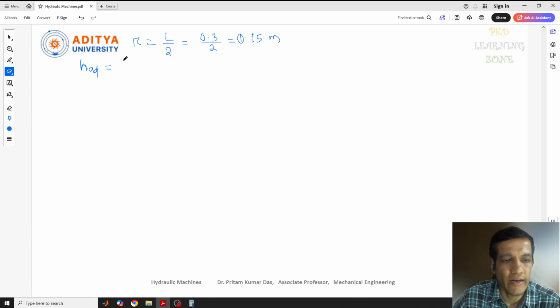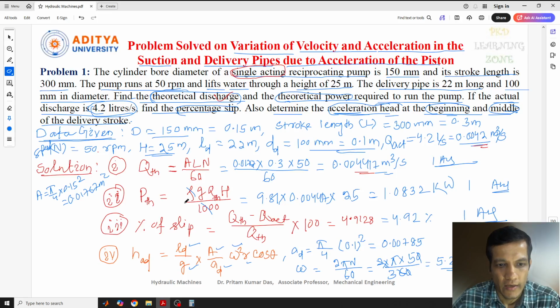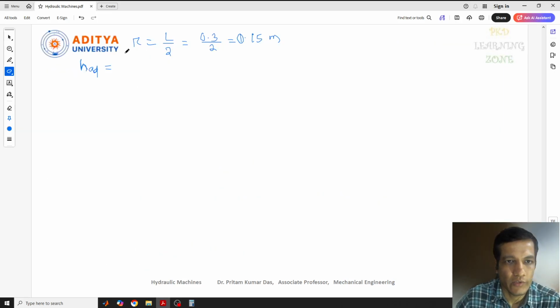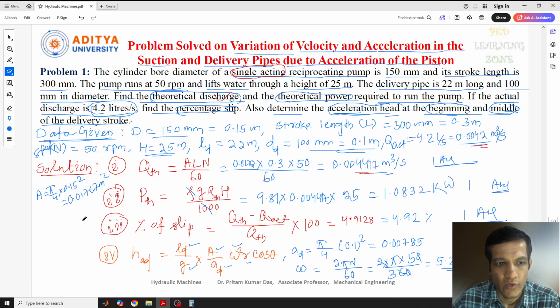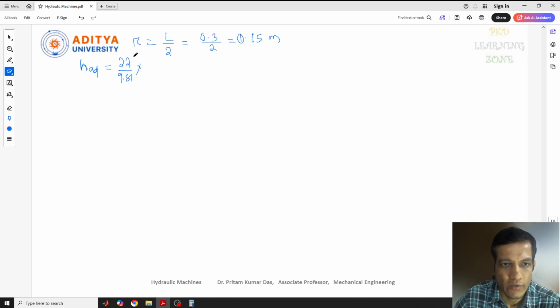So the acceleration head in the delivery pipe. The formula we need to write, so let me see the formula again: LD by g. So LD is 22 meter, and g value is known, so this is 22 by 9.81. I'll write this value into the area we have calculated. The area value is 0.01767, and the small area, that is AD, is 0.00785.